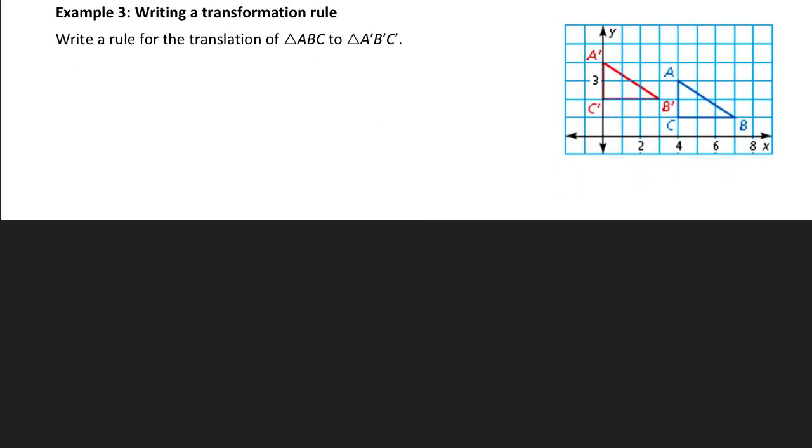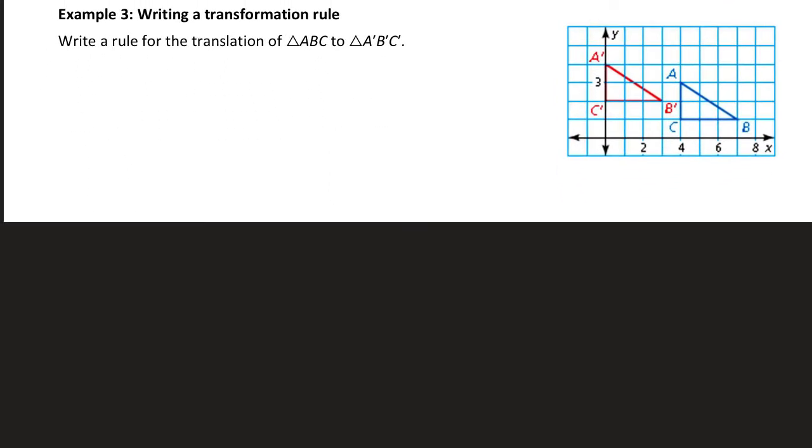So next, writing a rule. Now I'm going to show you how to write a rule using algebra. First of all, I'd want to count. The figure on the right is the preimage. The figure on the left is the image. So this really goes, and I'll use green for this one, to show left 1, 2, 3, 4, up 1. So I would say left 4, up 1. That's a verbal description.